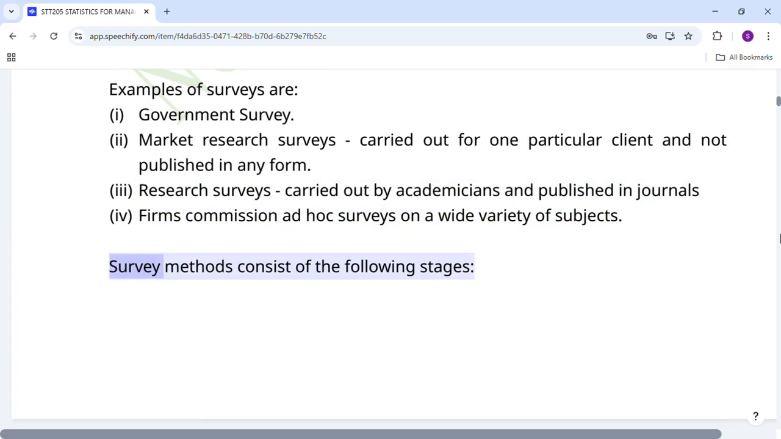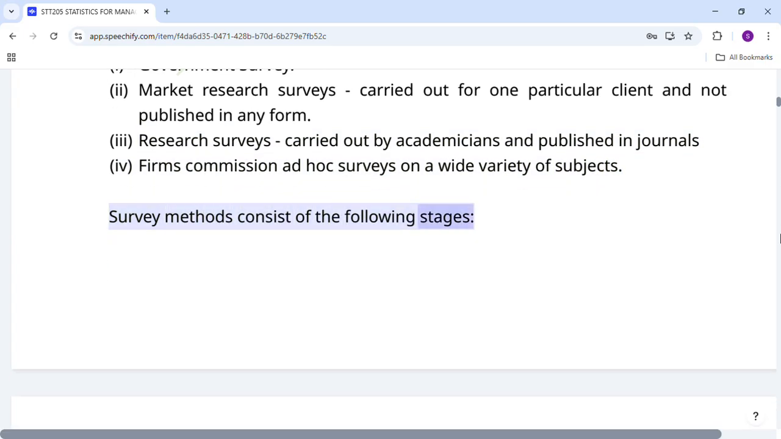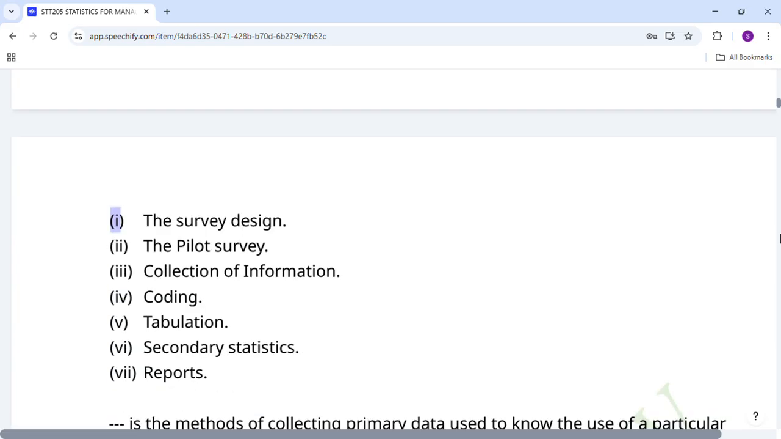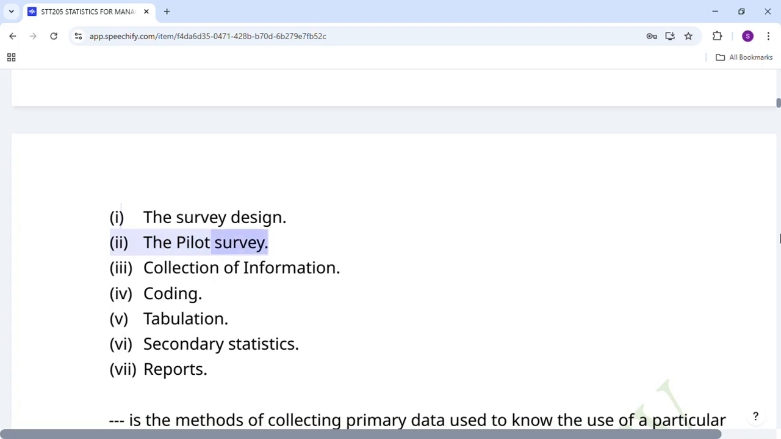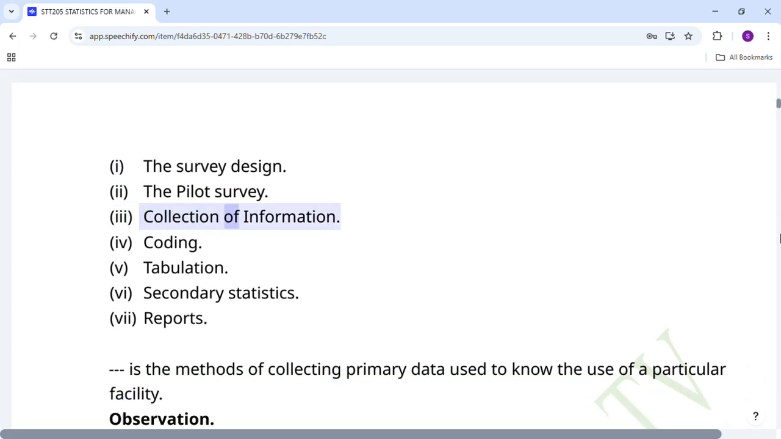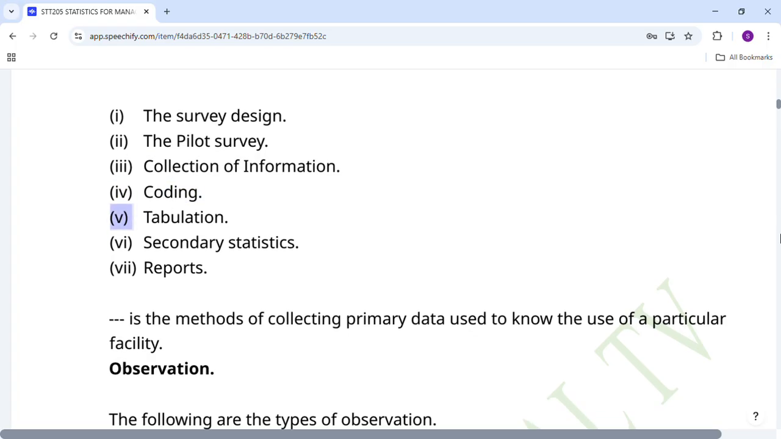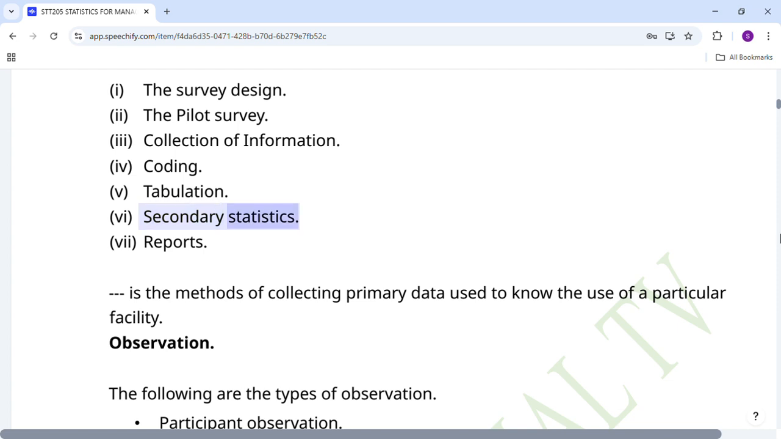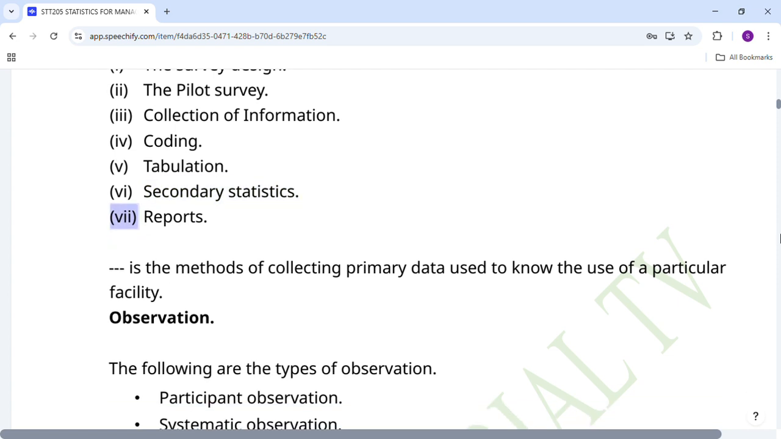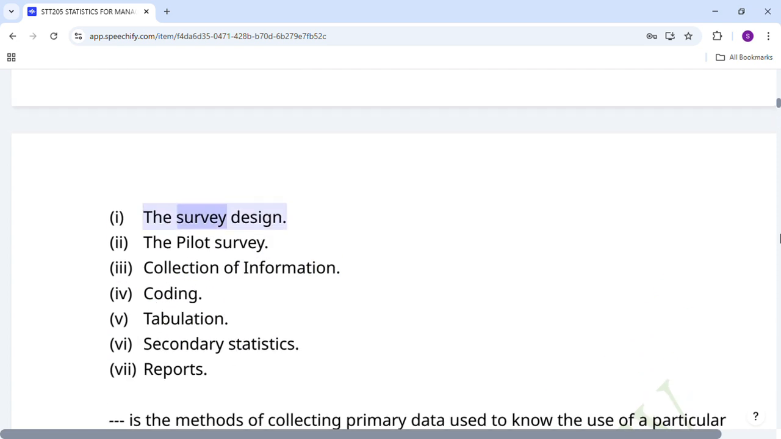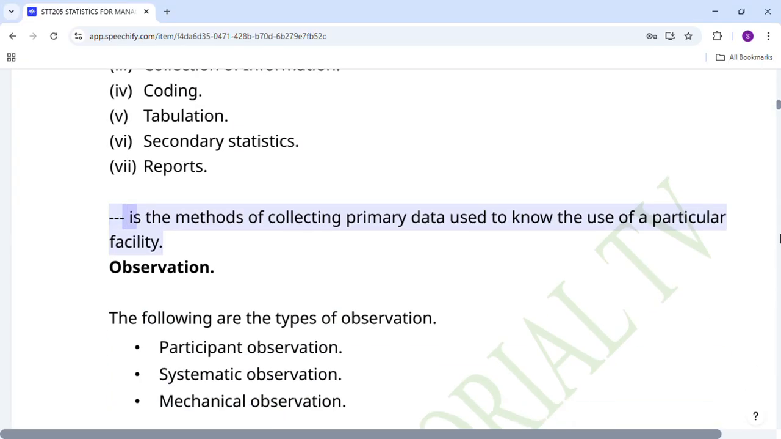Survey methods consist of the following stages. 1. The survey design. 2. The pilot survey. 3. Collection of information. 4. Coding. 5. Tabulation. 6. Secondary statistics. 7. Reports. The survey design is the method of collecting primary data used to know the use of a particular facility.